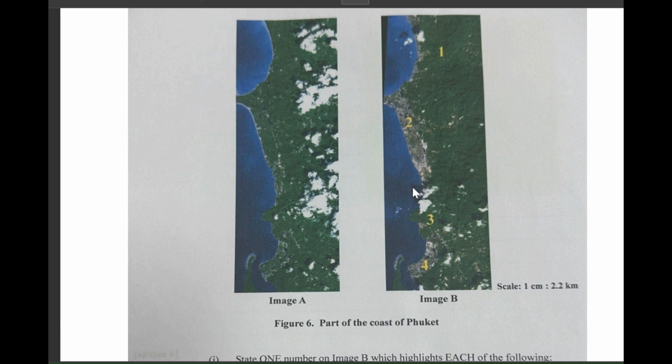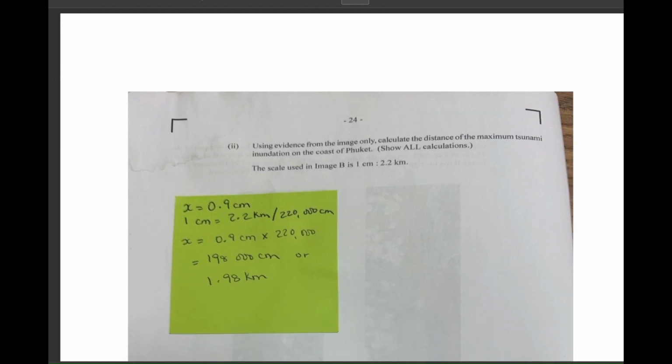After identifying areas that were affected and not affected, part 2 of the question asked that, using evidence from the image only, we are to calculate the distance of the maximum tsunami inundation on the coast of Phuket. And here to show a working, and the scale for the image is 1 centimeter equals 2.2 kilometers. Now, tsunami inundation is the horizontal inland penetration of waves from the coastline.